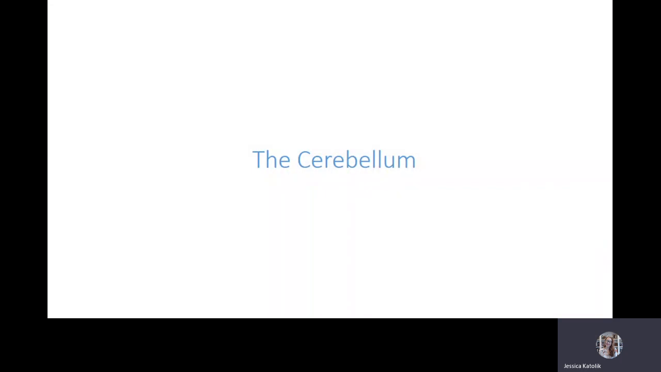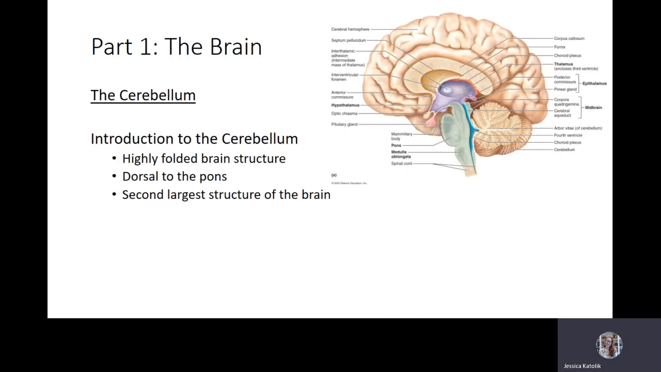Today what we're going to do is focus on the cerebellum. This will be a continuation of our lecture on Chapter 13, the central nervous system. So where is the cerebellum? Essentially we're going to study its anatomy and what it does. So let's talk about the cerebellum.